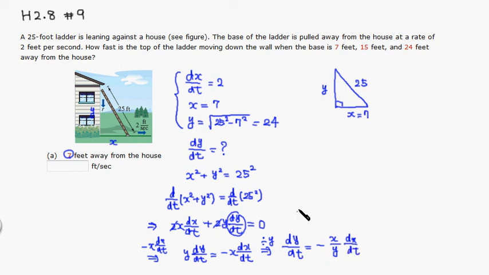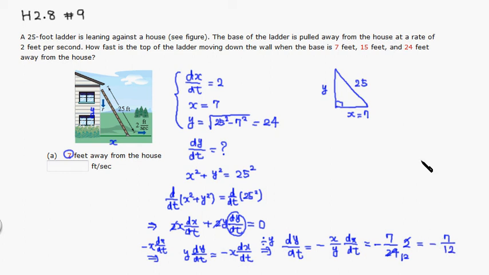Then we can plug in what's given. It's going to be negative x value, 7, over y value, 24, which we found, times dx over dt, which is 2. If you simplify, 2 and 24 cancel out to give 12. So it's going to be negative 7 over 12.